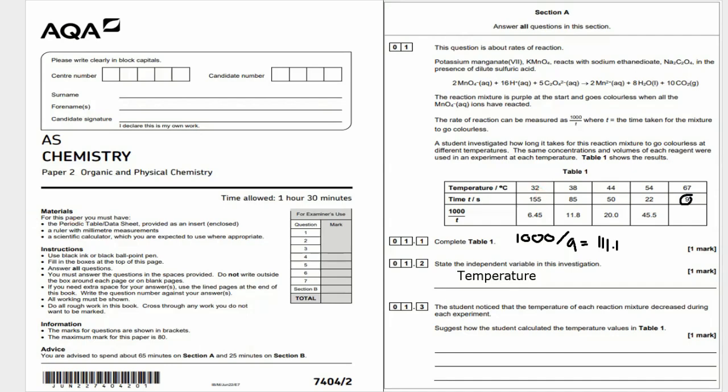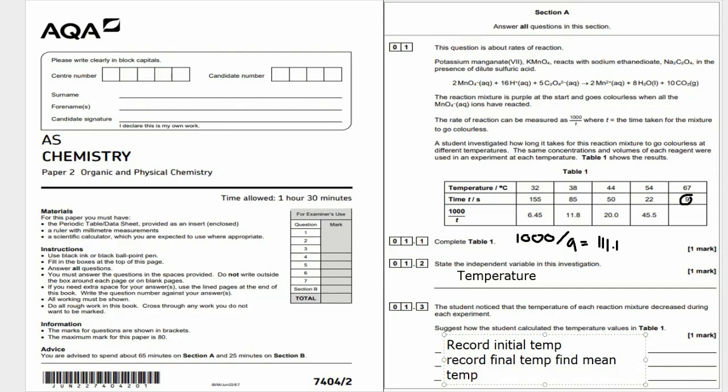Well, the best way to do this, and how they probably recorded it, was to record the initial temperature. You should write the full word temperature, but I'm trying to save time. And then record the final temperature, and find the mean temperature. So you're going to record the final and initial temperature and then find the mean temperature.